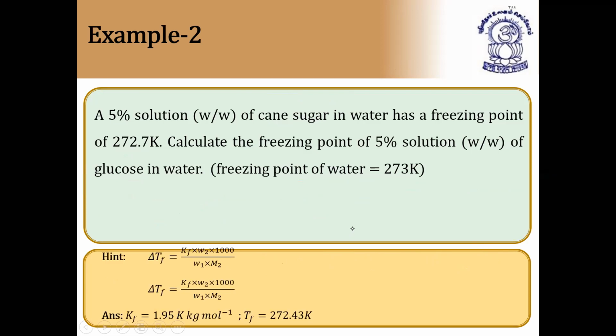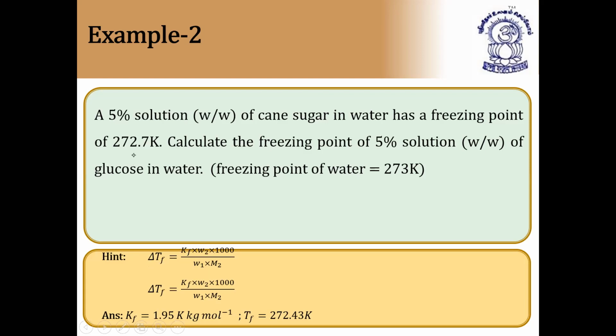So delta Tf is equal to Kf into W2 into 1000 by W1 into M2, as I already told you. From this, delta Tf is equal to Kf into W2 into 1000 by W1 into M2, and Kf is given as 1.95 Kelvin kg per mole. From the first case we can find the Kf value. In the second case you can find the Tf value, and that becomes 272.43. You can see here from the first case you can find Kf because Kf is not given. So the rest are all given. Delta Tf is also given.